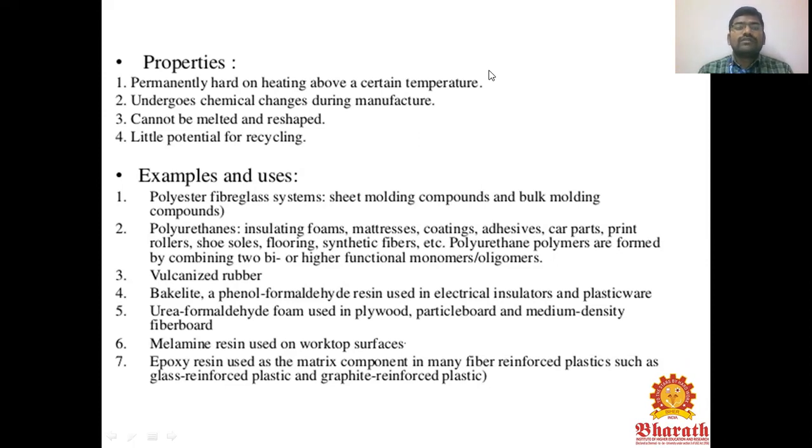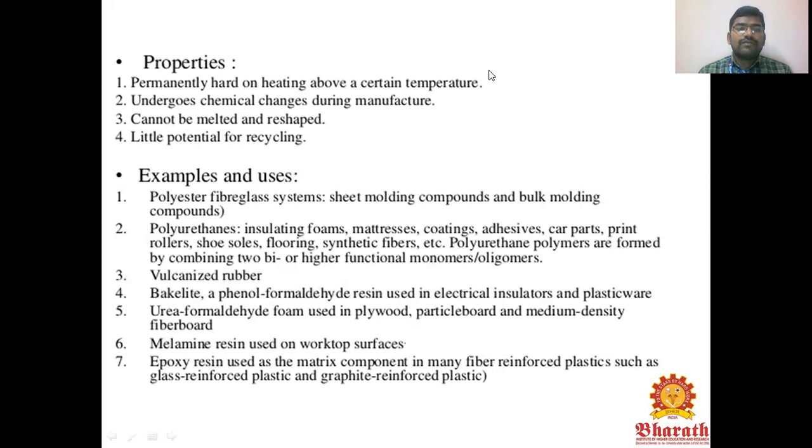So flooring synthetic fibers and polyurethane polymers are used, combining to form high functional monomers and oligomers for the polyurethane. Next one is the vulcanized sulfur also. In the synthetic fiber, you have to introduce some of the sulfur compound, also present in thermosetting plastic vulcanized rubber. The Bakelite, a phenol formaldehyde resin, is used in electrical insulators and plastic ware.